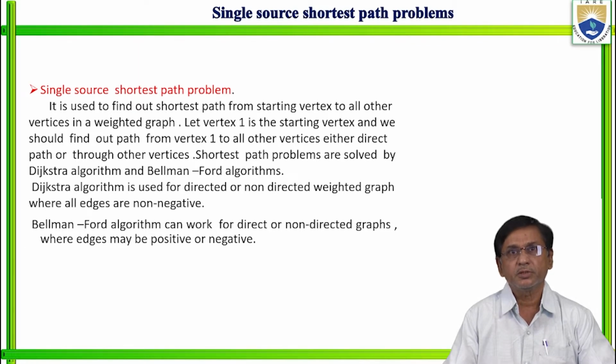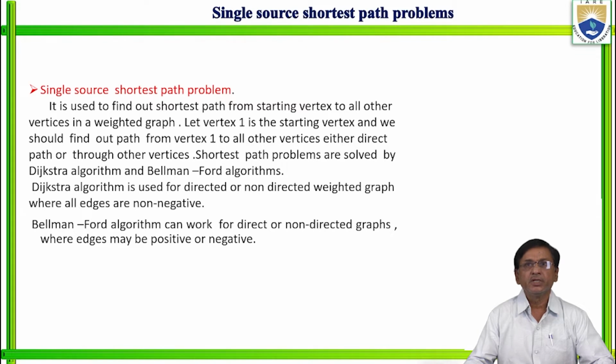Single source shortest path problem is used to find the shortest path from the starting vertex to all other vertices in a weighted graph. Let vertex 1 be the starting vertex and we should find the path from vertex 1 to all other vertices, either a direct path or through other vertices. Shortest path problems are solved by using Dijkstra algorithm or Bellman-Ford algorithm.